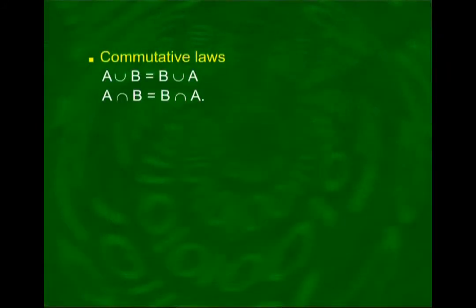The next important point to be considered is the algebra of sets, and this is that part of set theory which provides us with a number of laws that enable us to solve a number of problems. The first law is the commutative law, and as you now see on the screen, it is given by A union B is equal to B union A, and A intersection B is equal to B intersection A. I think that you will agree that this law is quite self-evident.